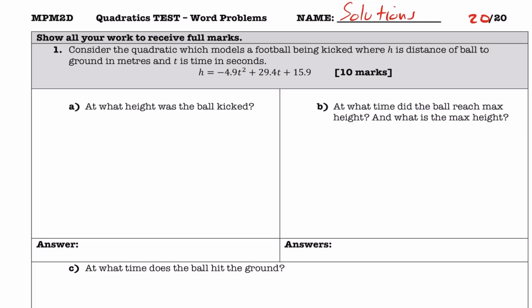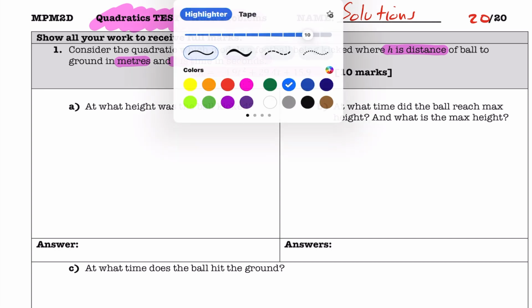All right, let's take up solutions to a test we had here. This is quadratic test word problems, and let's run through solutions for these here. So first question here, we've got a quadratic which is modeling a football being kicked. They tell us in the question that h is the distance of the ball in meters and t is time in seconds. And we want to go ahead and answer a bunch of questions here.